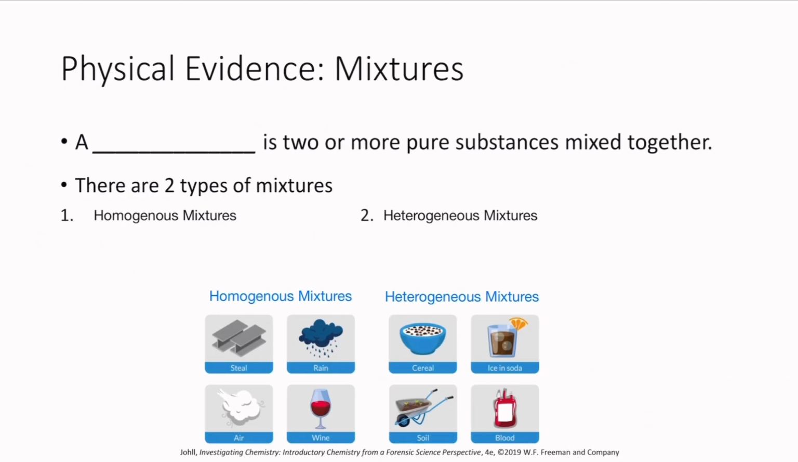Now, the other type of matter is a mixture. So a mixture is when you take two or more pure substances and you mix them together. We have two different types of mixtures. We have homogeneous mixtures. So in a homogeneous mixture, the composition is uniform. So what makes up the mixture is going to be uniform throughout the mixture. So what that means is it's going to be the same throughout the mixture.